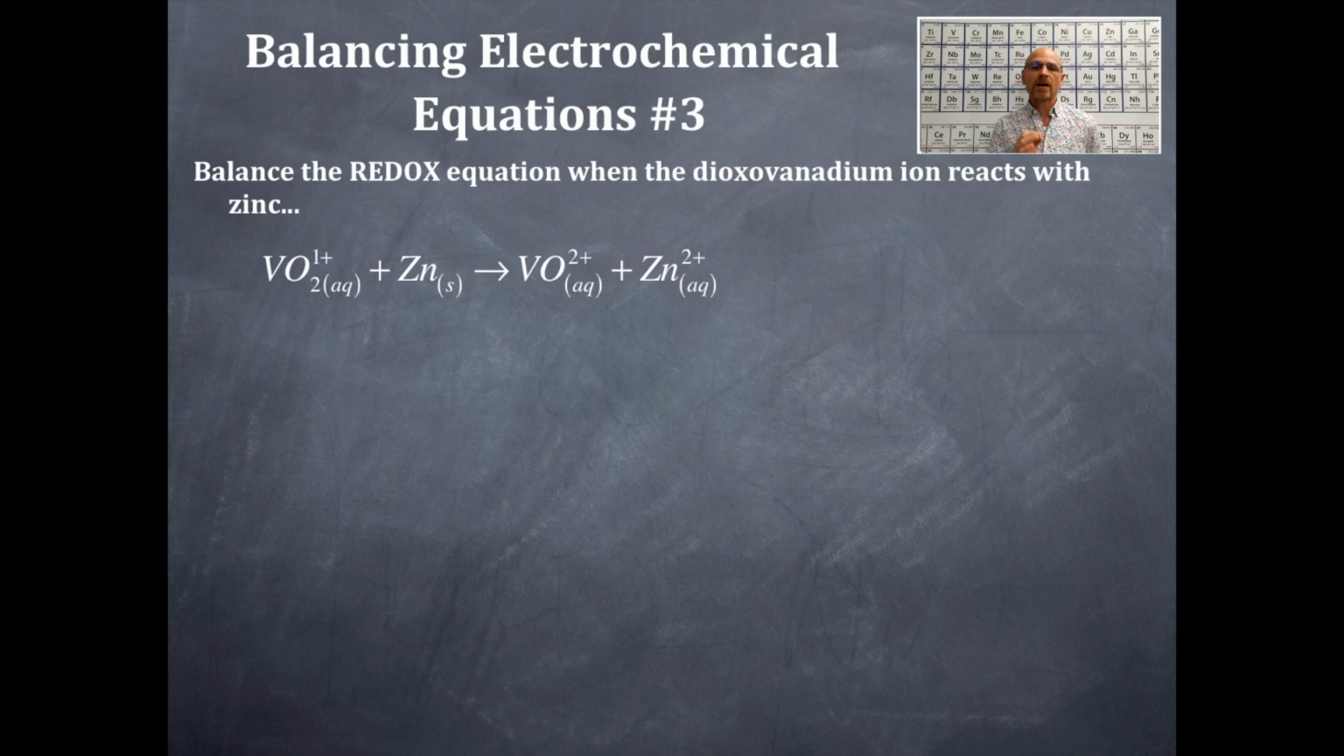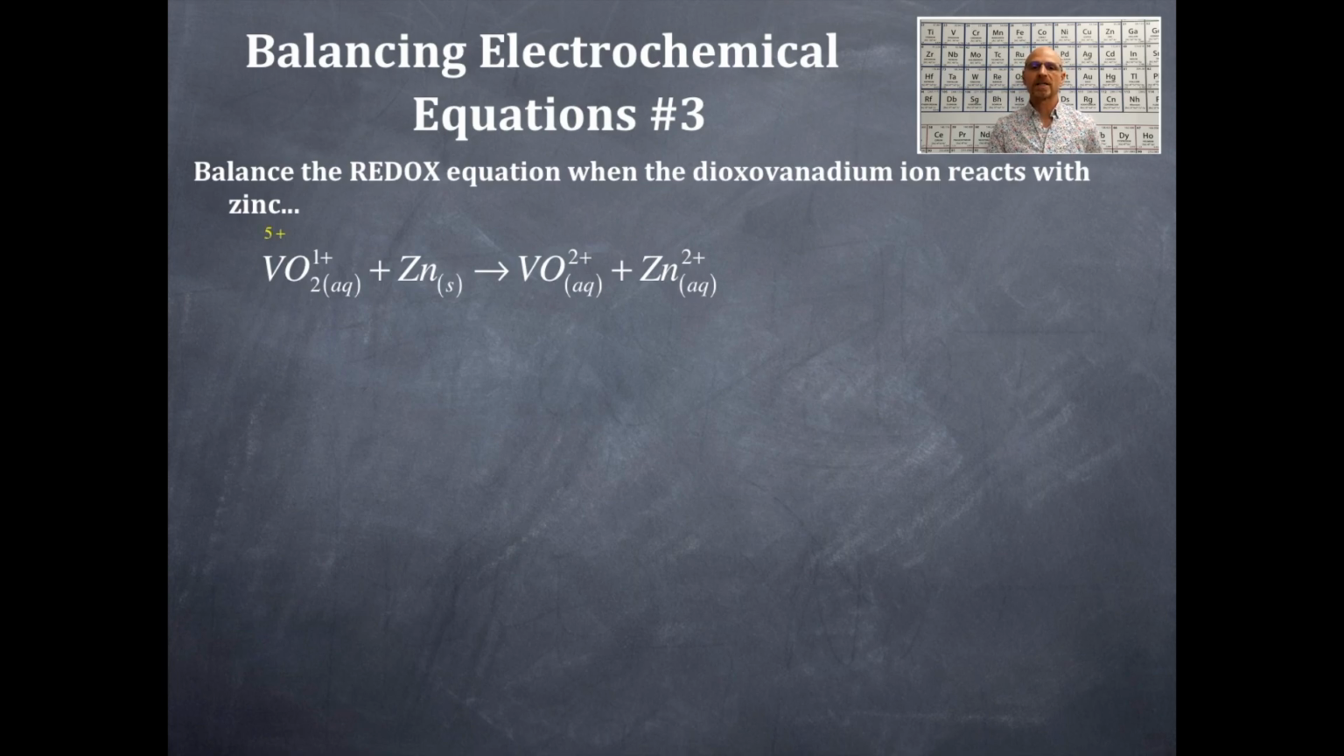So we have VO2 1 plus, plus zinc solid, produces VO2 plus, plus zinc ion. That's a 2 plus. So what we need to do is assign oxidation numbers for the reactants and the products, that is all elements in this entire equation. Now what we do know is that elements in their standard state are 0, and we know that oxide ion is an O with a 2 minus charge. So knowing that oxide ion is a 2 minus charge, we should be able to solve for the vanadium on both the reactant and the product side.